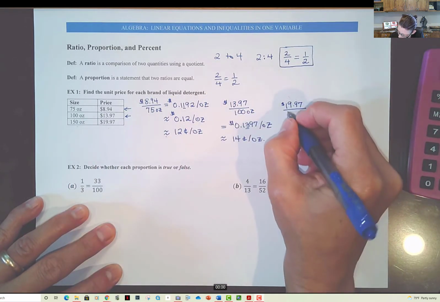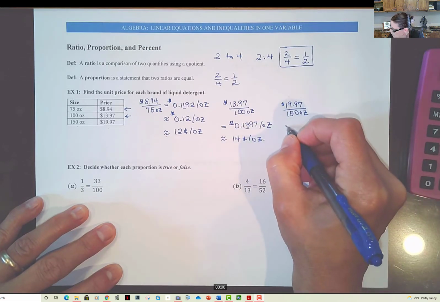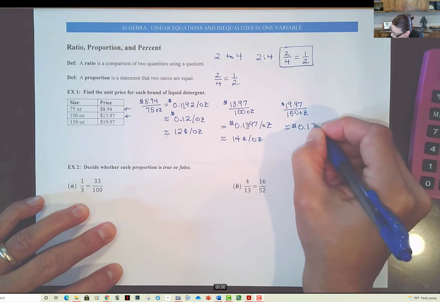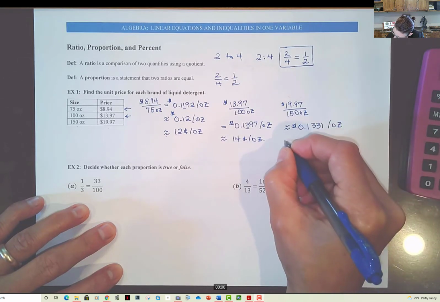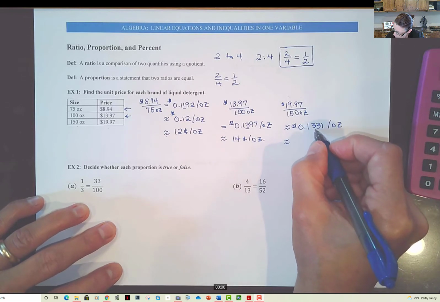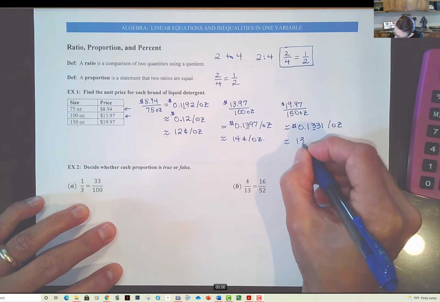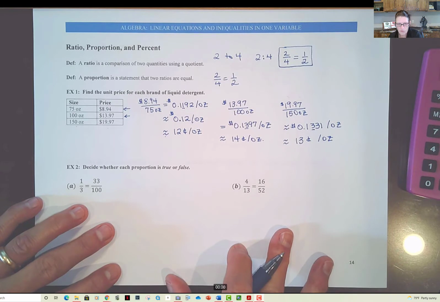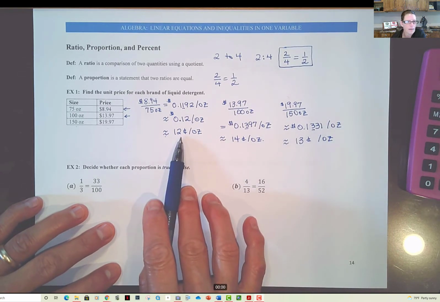And lastly, if we divide 1997 by 150 ounces, then we're going to get approximately, and you can go ahead and do that, $0.1331 per ounce. Or moving that decimal point 2 places, rounding to the nearest hundredth, that's about 13 cents per ounce. So if we're asked what our best buy is, we would definitely go for that first option, and purchase the 75-ounce bottle for 12 cents an ounce.